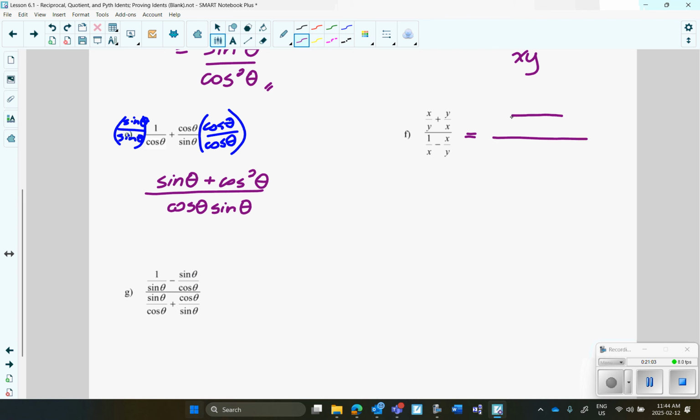So up top, what is the lowest common denominator of y and x? xy or yx. What must I multiply this one by? X. And this one? Y. So when I multiply the numerators, I get x times x, which is x squared, plus y times y, which is y squared. Those are not like terms, so that's as far as I go on the top.